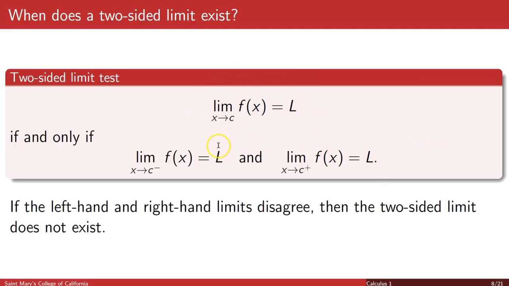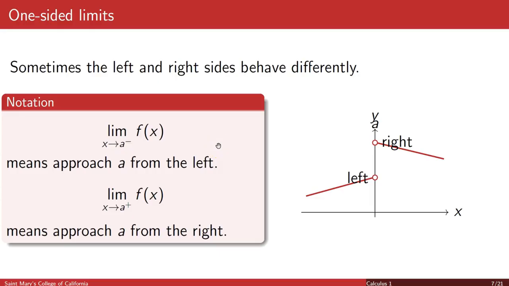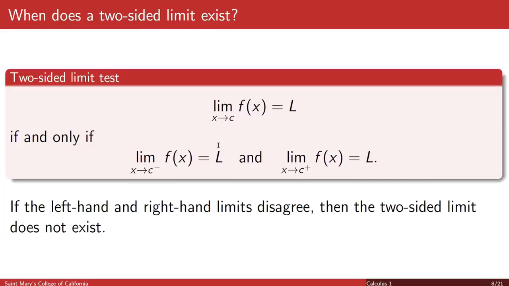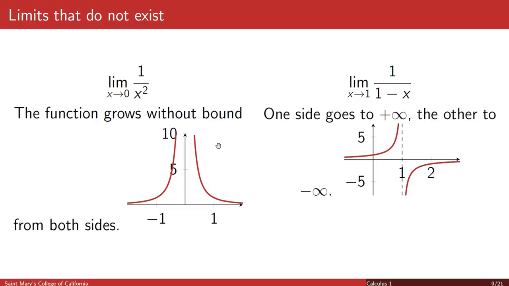If the left and the right limits disagree, like they do here, then we would say that the limit does not exist. We can't say there's a limit here. A left limit and a right limit, but not a limit overall. Okay, and then a couple of the types where the limit doesn't exist.